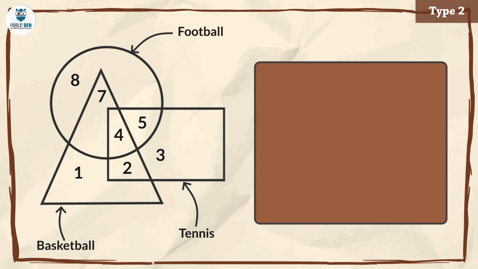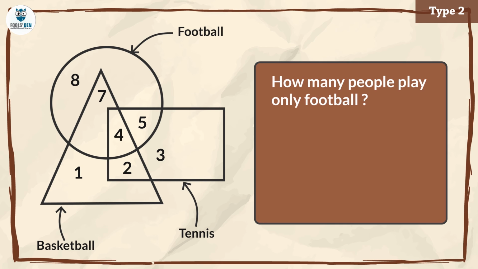Next, if I ask you how many people play only football, now always remember in Venn diagrams that the word only has got an importance. Whenever they say only football, you have to consider only that area which falls under football and under no other sport. So you have to look here at that area which is a part of the circle but not a part of any other figure. So we have these 8 people who play only football.